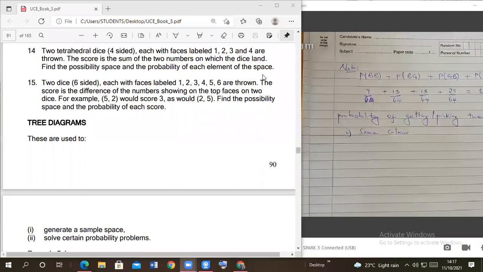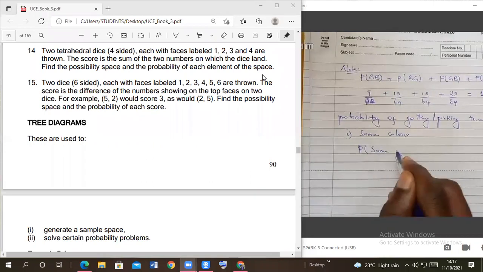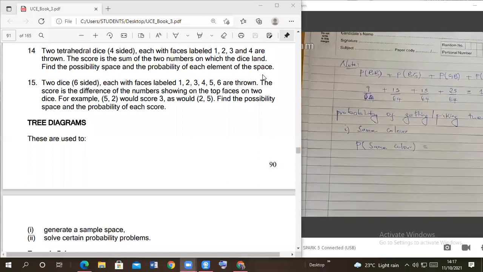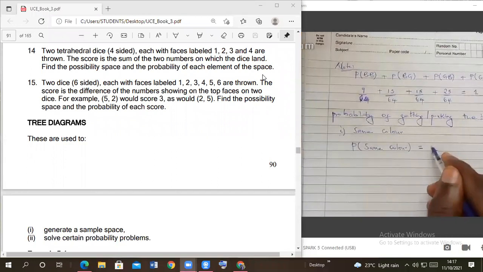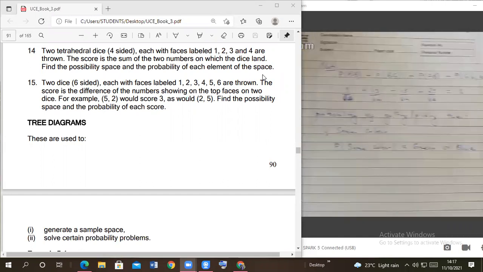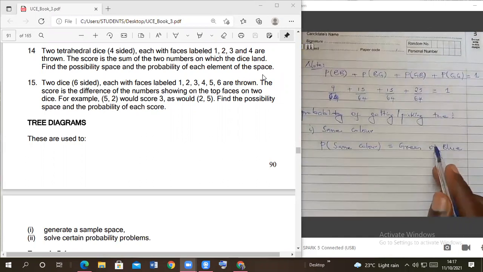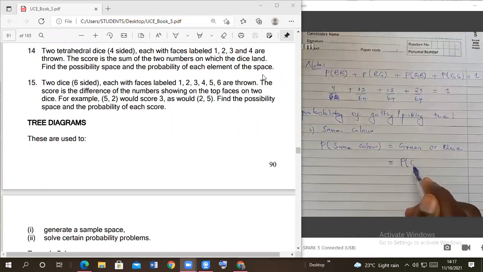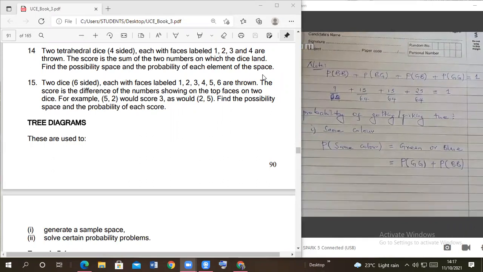Now, the same color here, what are we talking about? Probability of the same color means it must be blue and blue, or green and green. And or in mathematics means addition. So it's going to be the probability of getting green and green plus the probability of getting blue and blue.